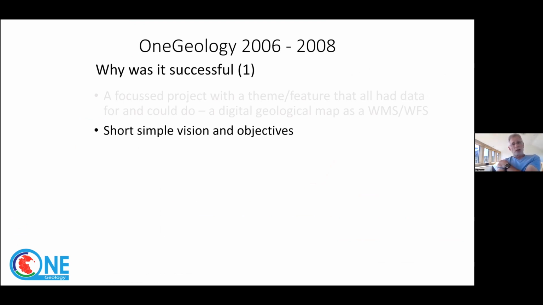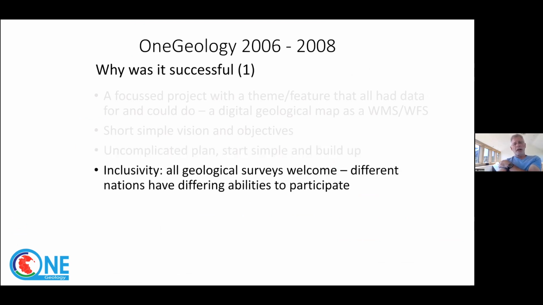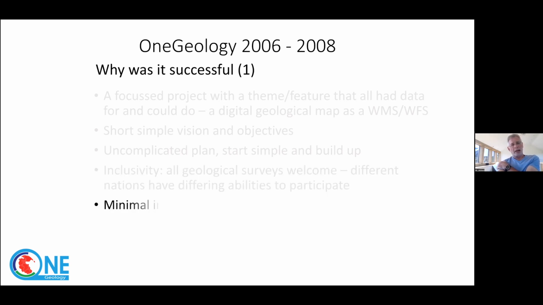The vision was really short. The objectives were only 5. We didn't have a very complicated plan. It was simple. We didn't reject anybody. Everybody was welcome to participate, from the very well-developed, or so they thought, to the very underdeveloped, or so they thought. But that wasn't always the case when things turned out.